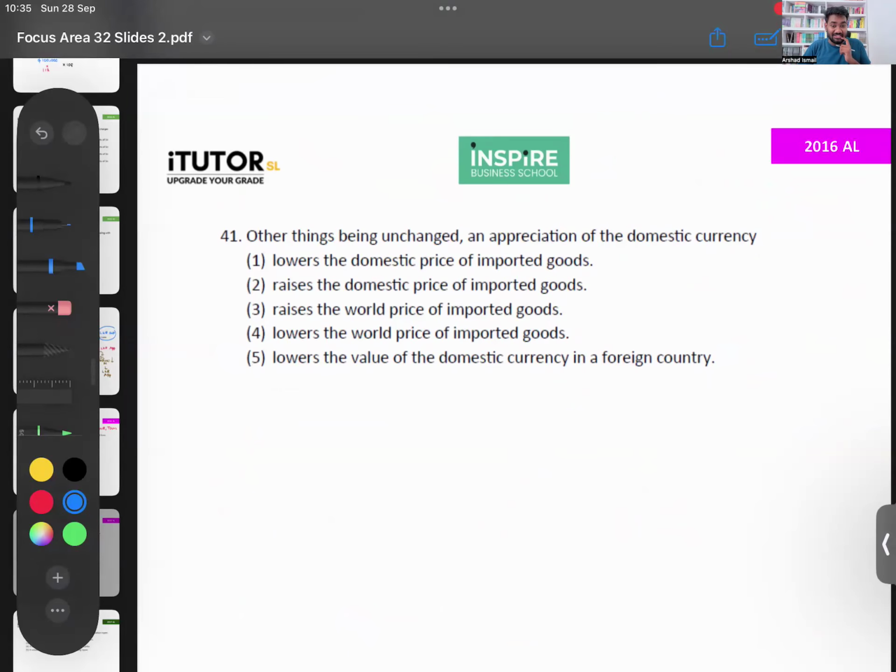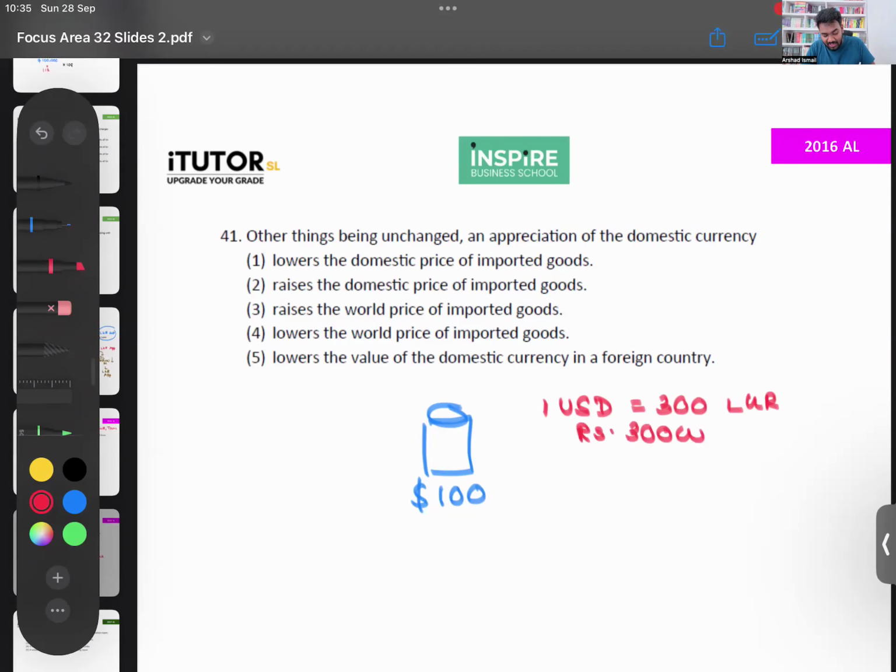Will raise world market price of imports. Okay, they're talking about imports. So let's say we are importing a barrel of oil. Okay, this barrel of oil in the world market is $100. Now, right now, our Sri Lankan exchange rate, 1 US dollar is 300 LKR. So right now, Lamai, to buy this barrel of oil, how much should we pay? If $1 is 300, to buy this barrel of oil at $100, we have to right now pay 30,000 LKR.